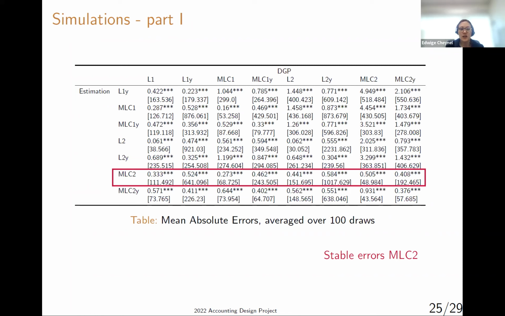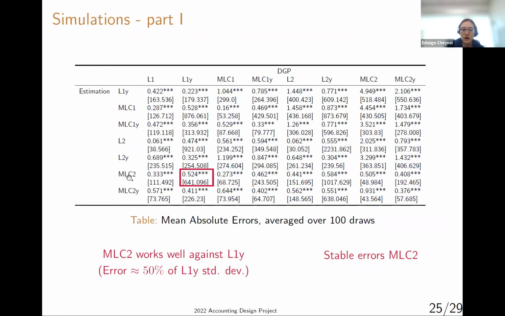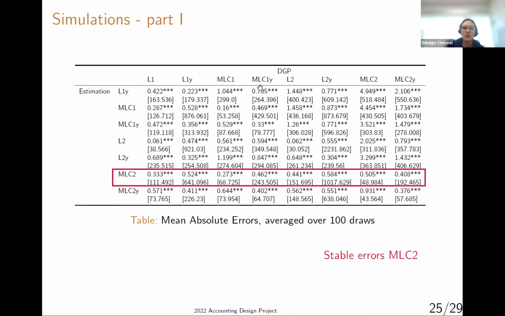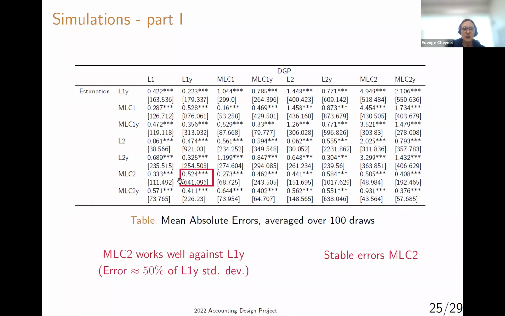Let me show you one thing. We focus on this row here, which is about the machine learning construct that we want to push, MLC2. And in MLC2, we see that it's performing relatively well when we simulate all the true generating processes coming from here: linear models, machine learning, and then again linear and so on. In any case, we see that the errors are not so large, and you will see why. Because if, for instance, you look at the machine learning construct performance, if the true data generating process is a linear model with the yearly effects, the error is only 50% of the L1Y standard deviation.